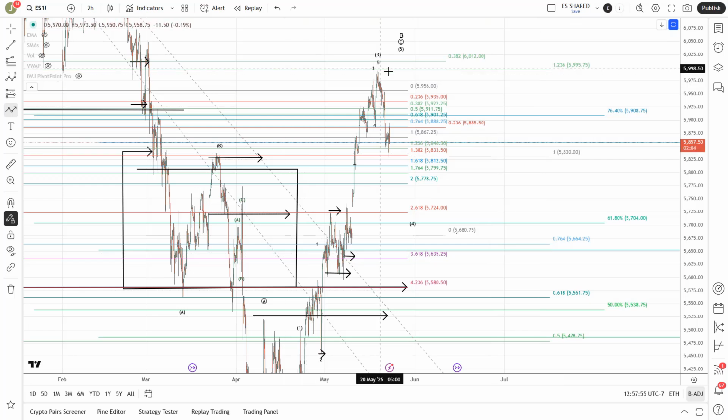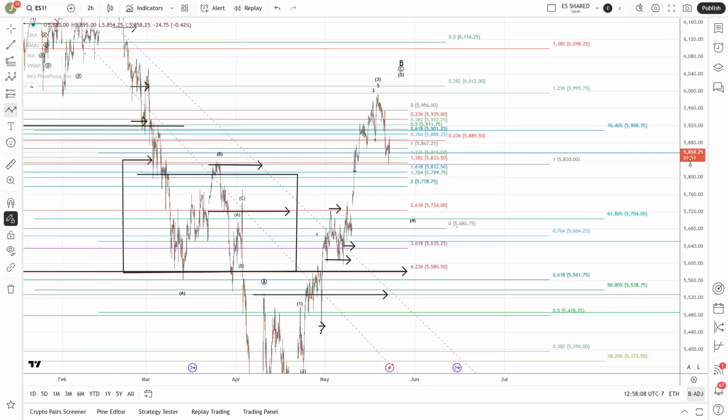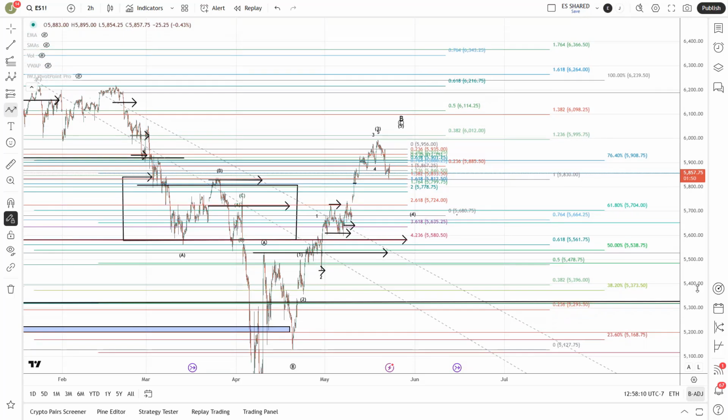Right now, off of the high, it's not the best structure in the world if you're looking for an impulsive move down, which is a 5-wave move. It is a little more corrective. However, that can morph into a leading diagonal. Remember, this is going to be a big structure if it's going to be 5 waves down.